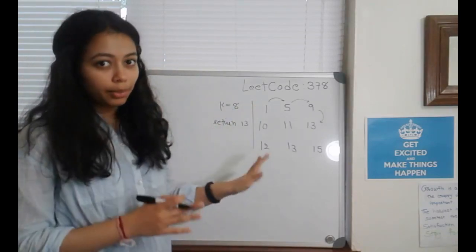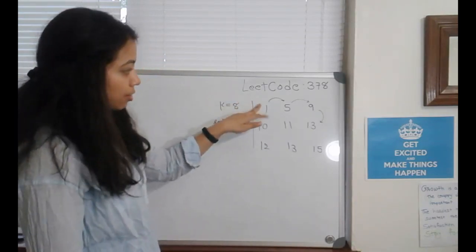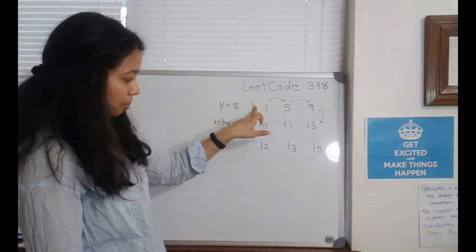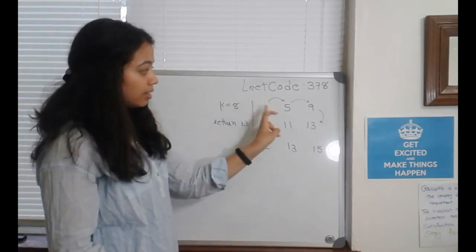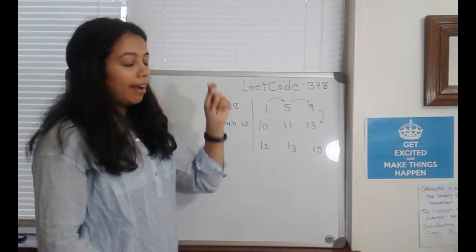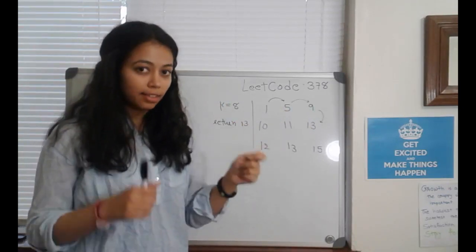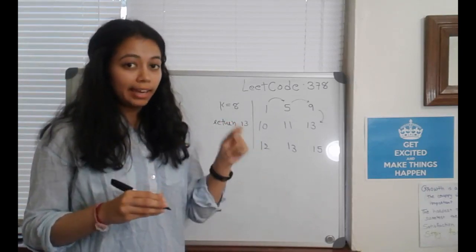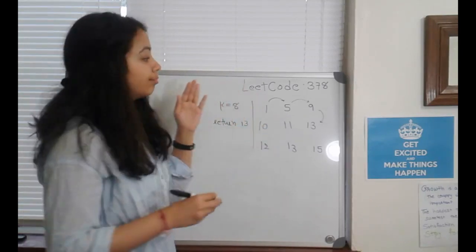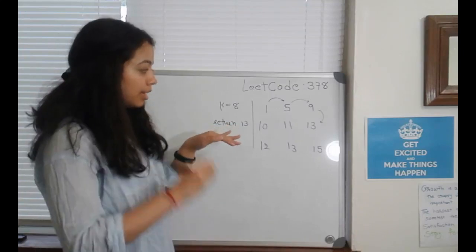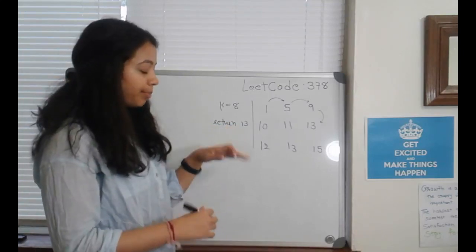So the strategy that we are going to use is to add the first row inside your heap. So the first time you add 1, 5, 9. Every time you take something out of the heap, we are going to look at the x and y coordinates of it, and we are going to add the next row and the same column element in the matrix.